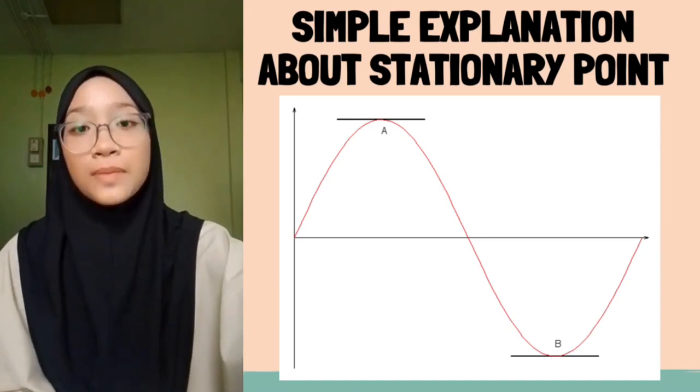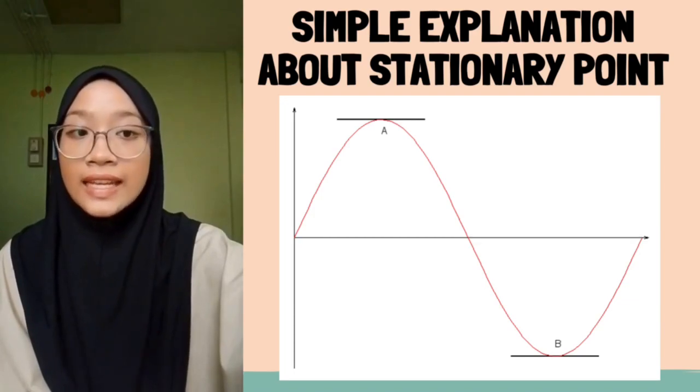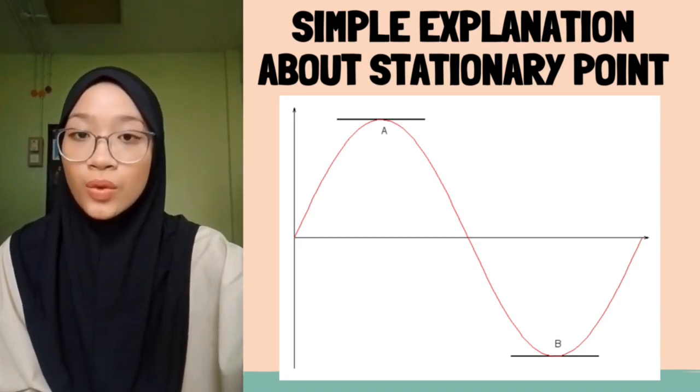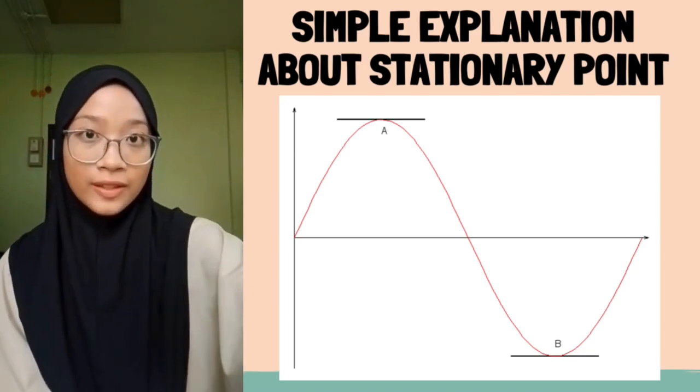And the last one is minimum point. At the local minimum, the function reaches a valley and then starts to increase. The derivative at the local minimum is 0 and the slope of the function changes from negative to positive.